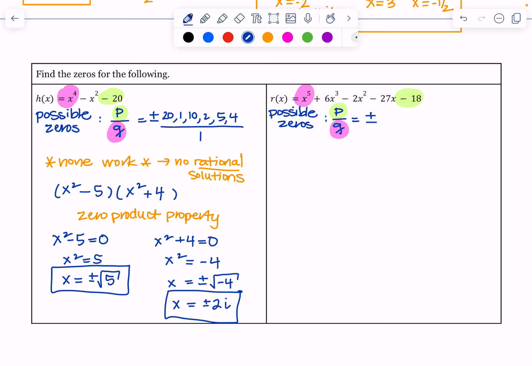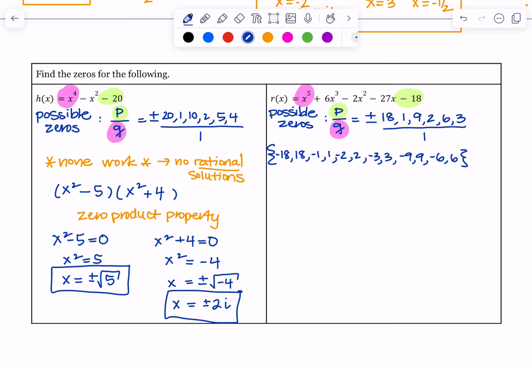So for 18, we're considering 18 times 1, 9 times 2, and 6 times 3, all over factors of 1, which would just be 1. So for our big list, we're going to have negative 18, 18, negative 1, 1, negative 2, 2, negative 3, 3. I'm going out of order, sorry. Negative 9, 9, negative 6, 6. Sorry about that. I think I got them all.